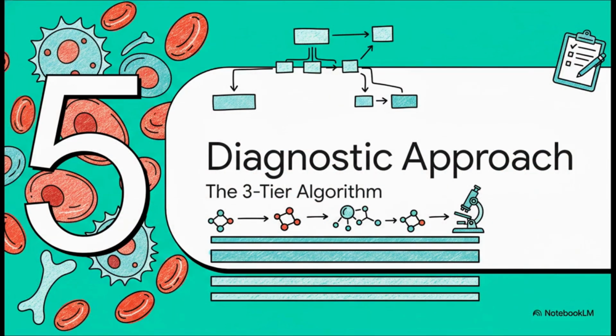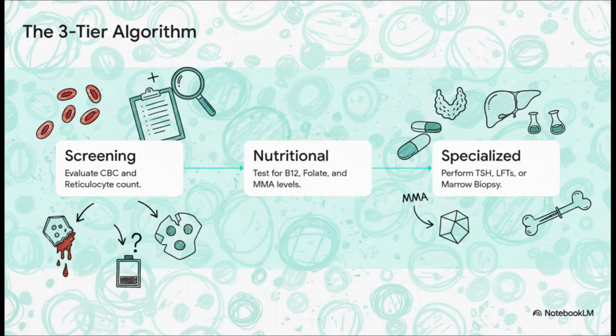All right, let's tie it all together. I want you to think of the workup in 3 practical tiers. Tier 1 is the basic screen. We check the CBC and the reticulocyte count. If those reticulocytes are high, well, we're looking for bleeding or hemolysis. But if they're low, we move to Tier 2, nutritional.